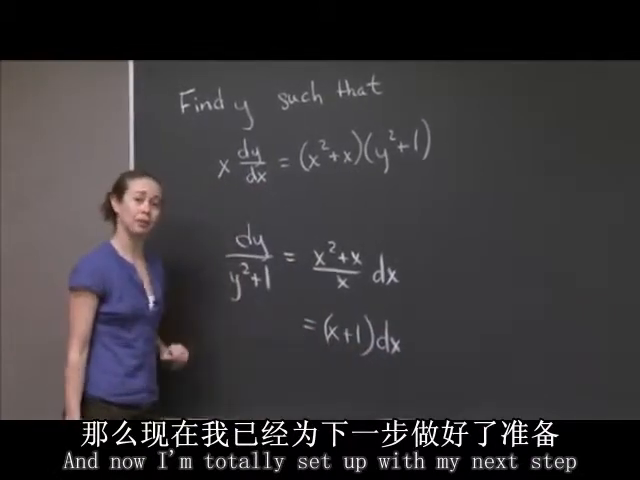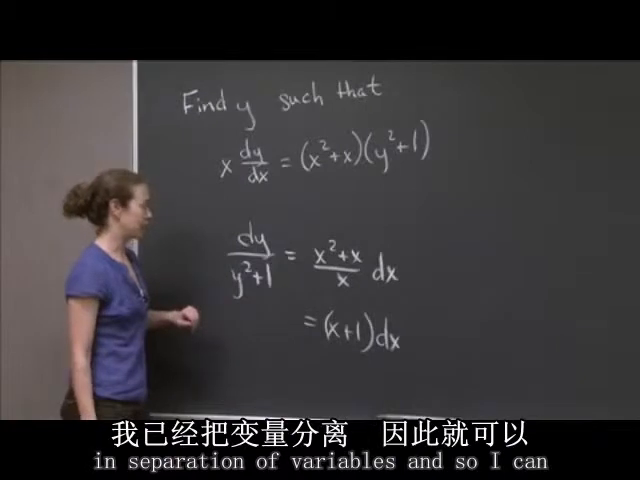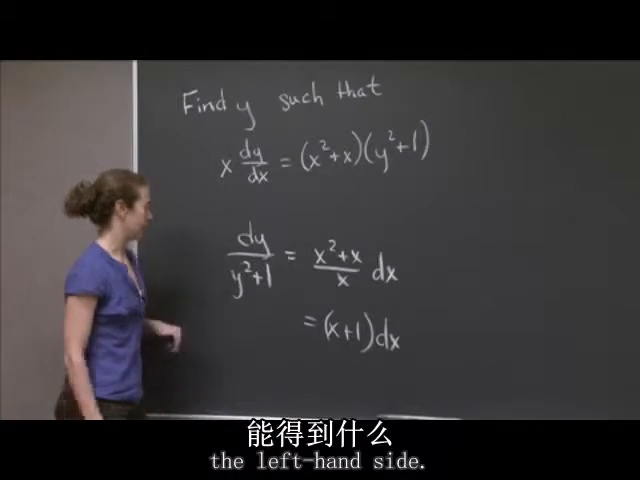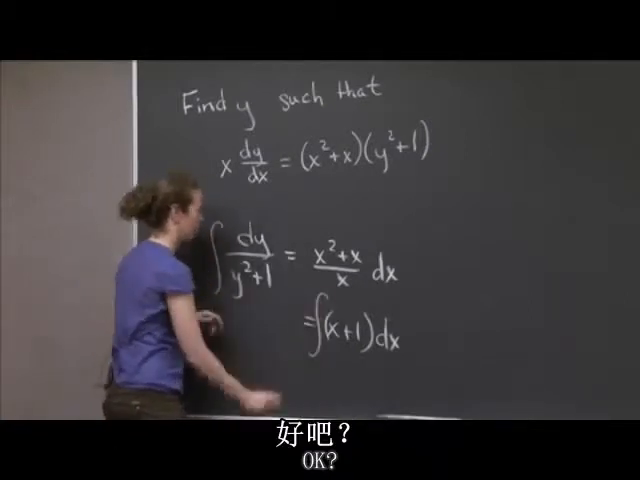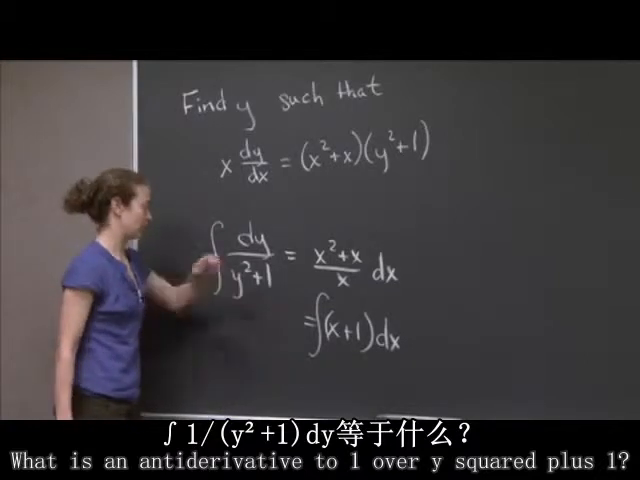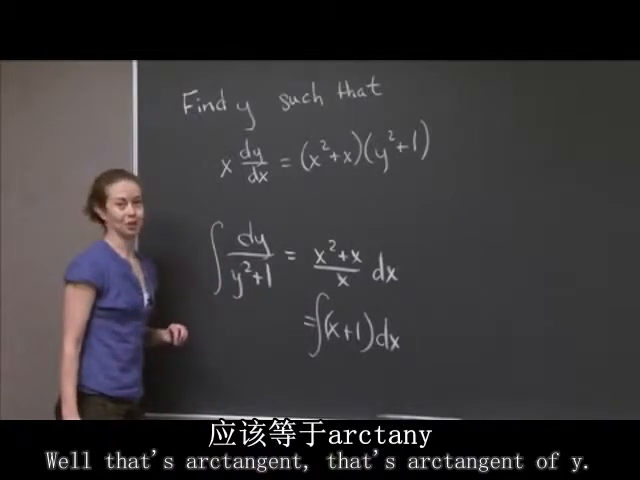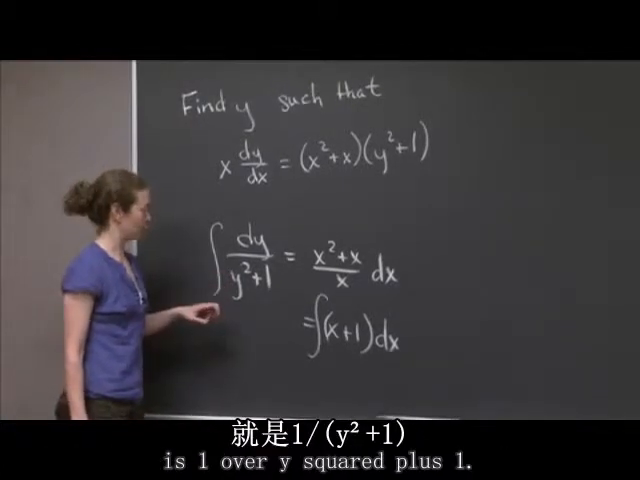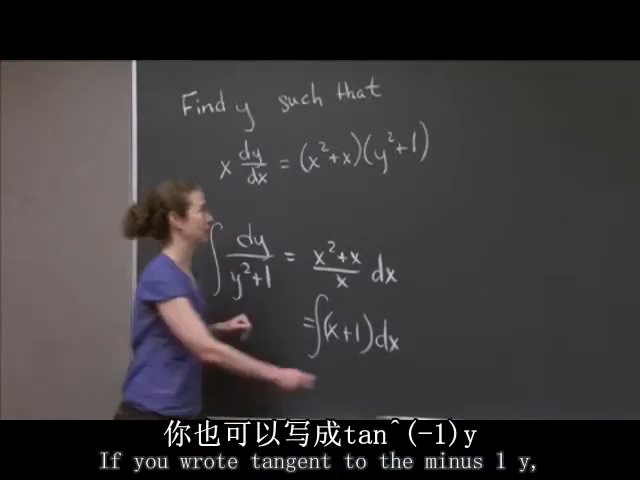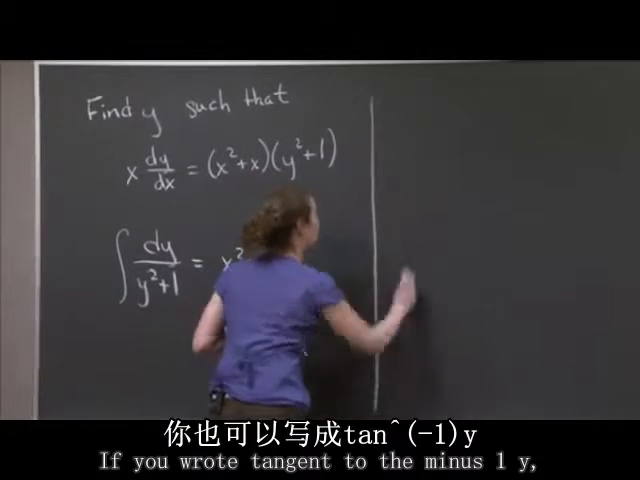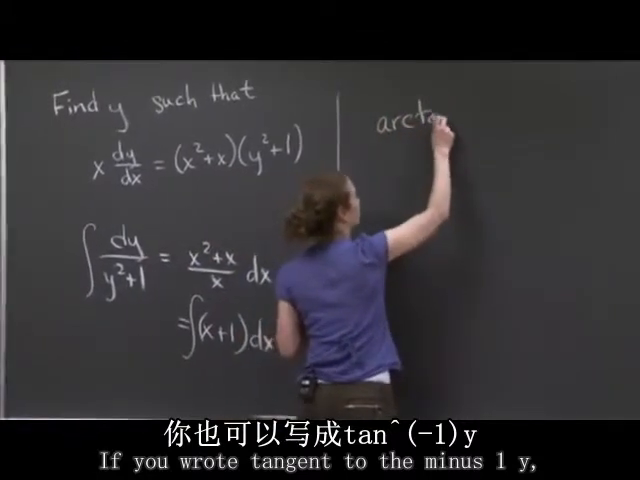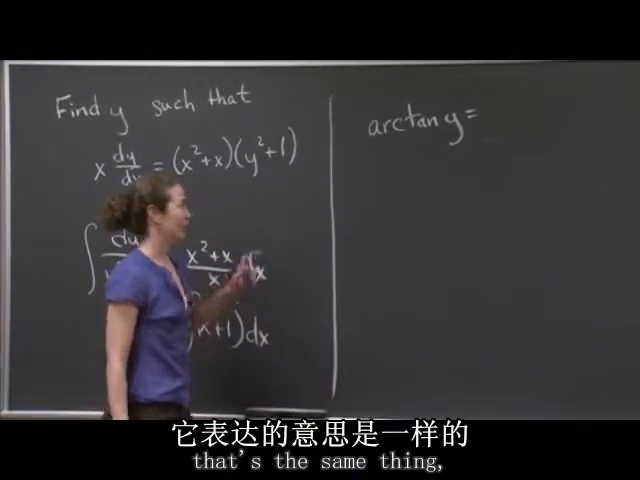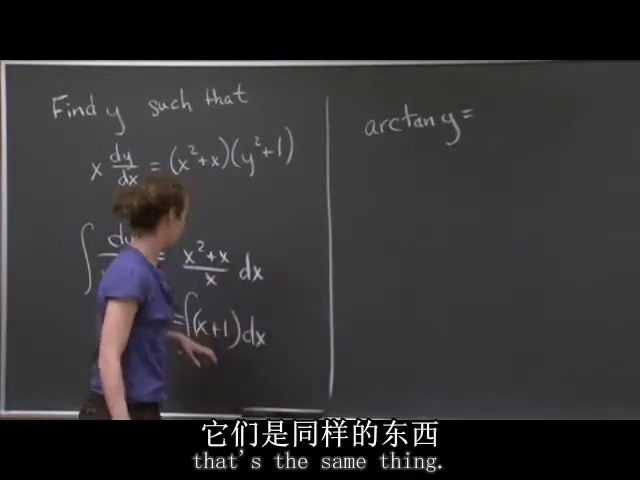And now I'm totally set up with my next step in separation of variables, and so I can integrate both sides. So let's see what happens when I integrate the left-hand side. Okay, what is an antiderivative to 1 over y squared plus 1? Well, that's arctangent of y. So the derivative of arctangent of y is 1 over y squared plus 1. And so on the left-hand side, I get arctan y. If you wrote tangent to the minus 1 of y, that's the same thing. The inverse tangent of y, that's the same thing.